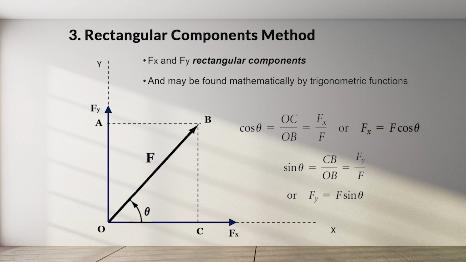The final expression of the horizontal component of a force Fx is the force times cosine the angle it has with the horizontal axis. And the expression of the vertical component of a force Fy is the force times sine the angle it has with the horizontal axis.